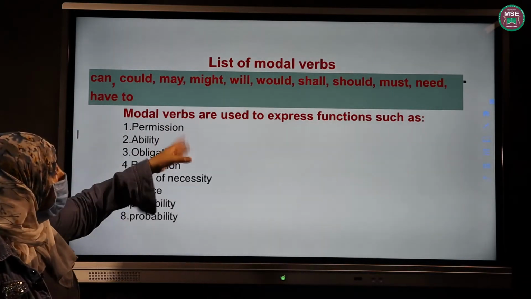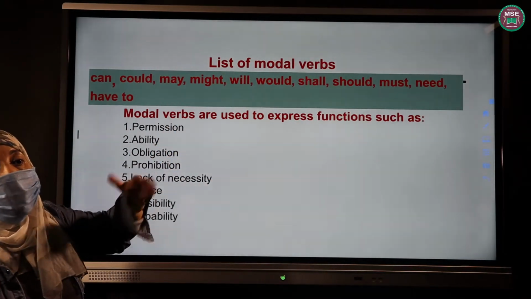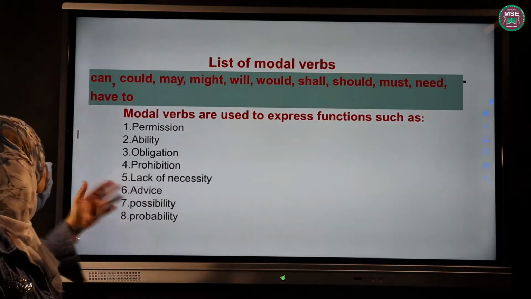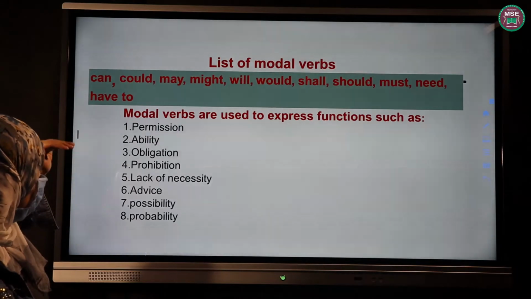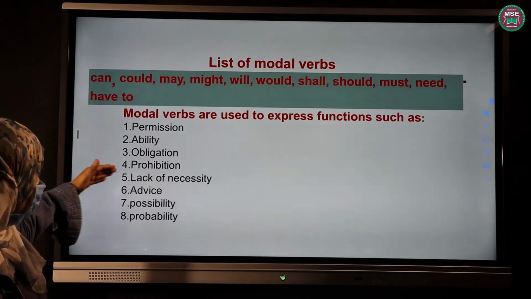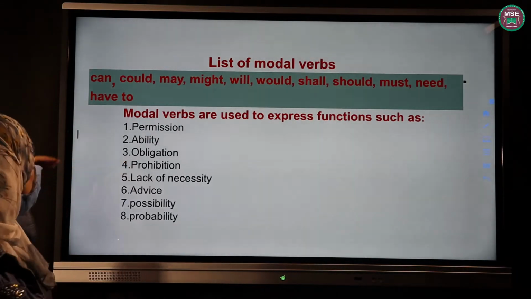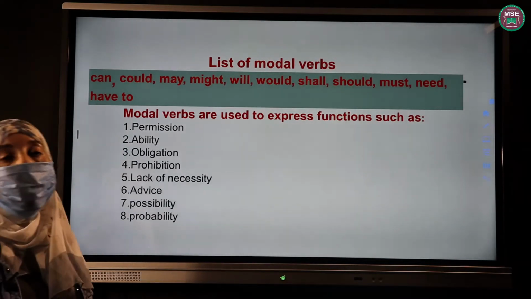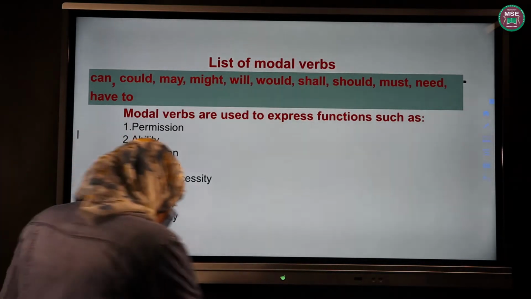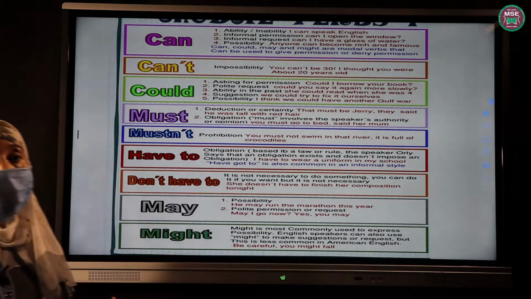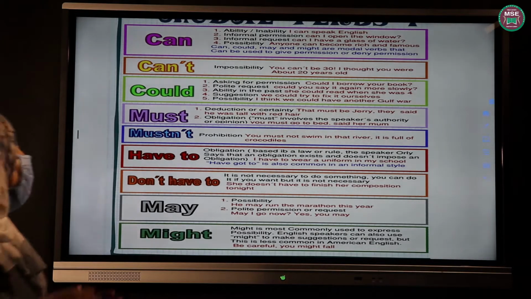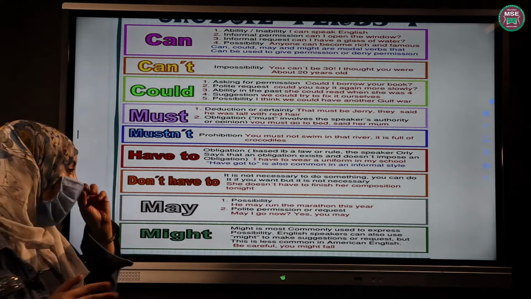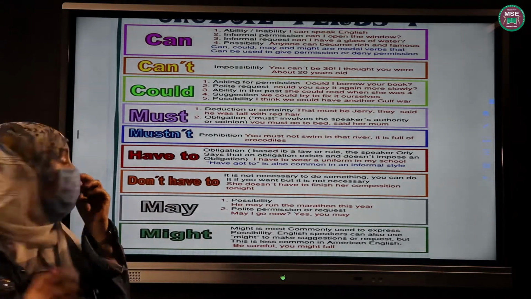The modal verbs are used to express functions. They have many functions, right? Such as permission, ability, obligation, prohibition, lack of necessity, advice, possibility, and probability. Let us look at the function of each one to understand the meaning of each modal verb and how they are unique and have special characteristics.